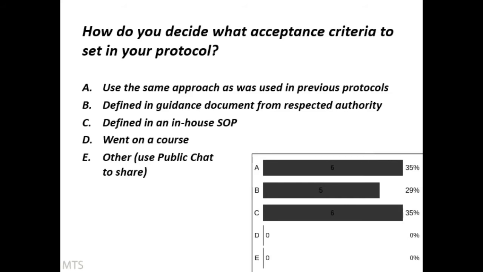Well, we've got sort of equal numbers between those 3. So either using the same approach as you used before. Sometimes it depends, as I said, what you're validating. You might have a guidance document and sometimes an SOP. So what I'll try and show you in this webinar is why that's a reasonable approach. I'm going to try and give you a better understanding of where it comes from, but ultimately that is a reasonable thing to do, and that's what we're going to aim to show you exactly why that is.